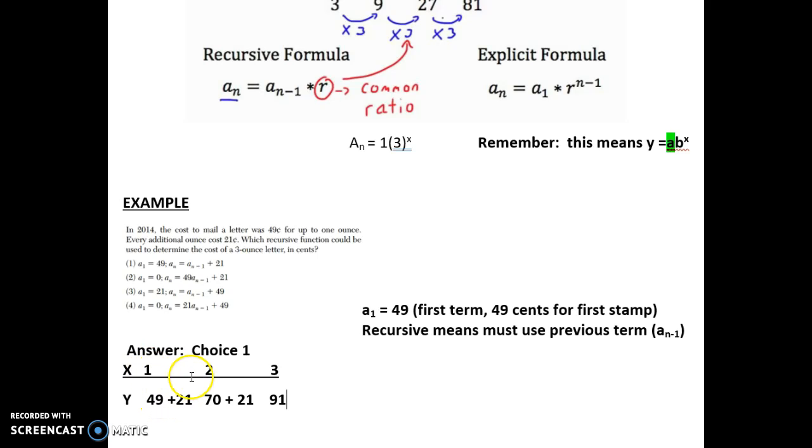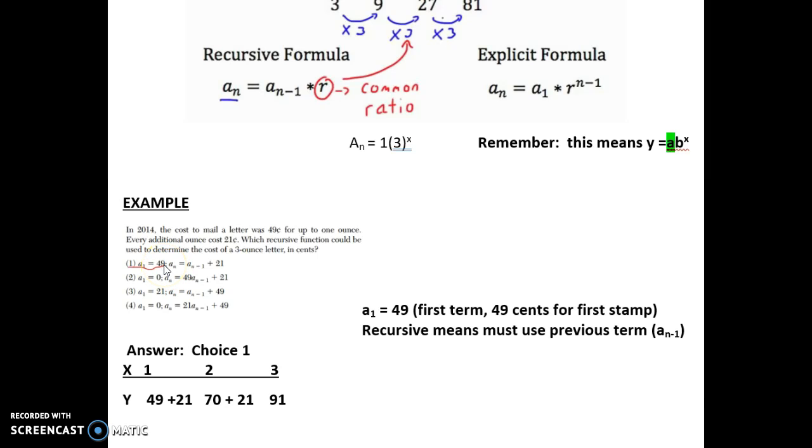The first term is 49. The second term is the previous term plus 21 because it's an extra ounce. The third term is the previous term plus 21 because it's another extra ounce. In this case, if we take a look, choice 1 tells us the first term is 49 cents. That's how much the first stamp is.